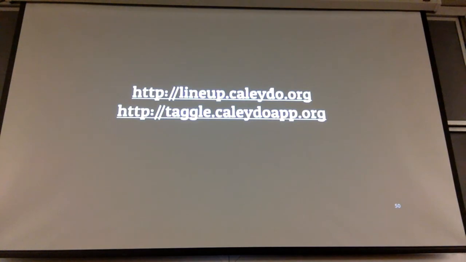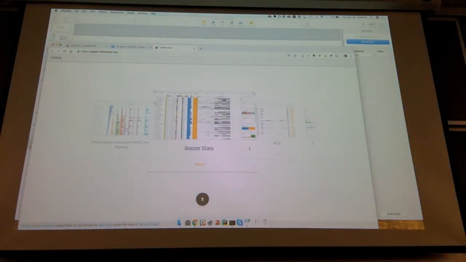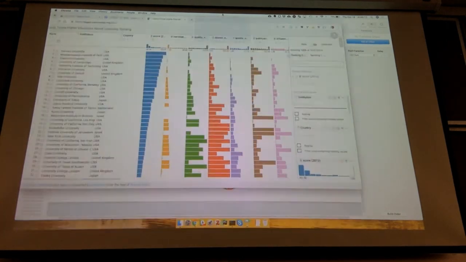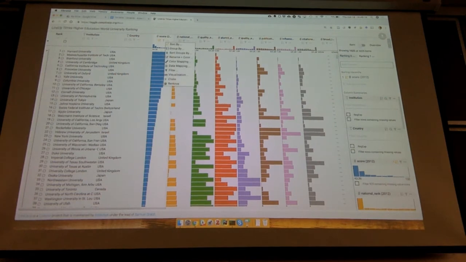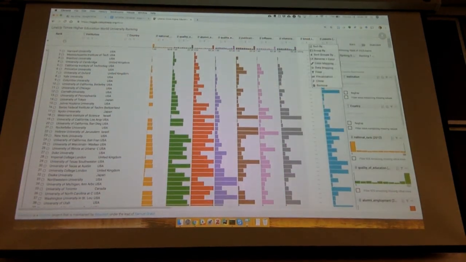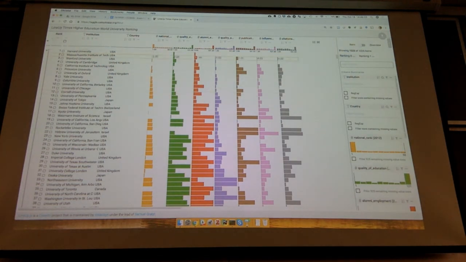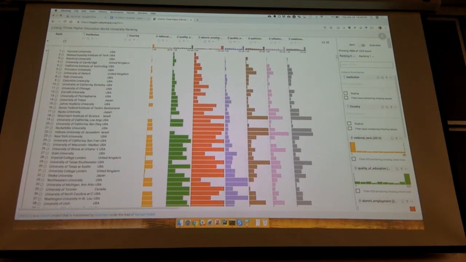Here is the JavaScript version of this, built into the same tool that I showed earlier for tabular data visualization. Let me just clean this up a bit. Here we have universities, and these are independent columns. We have the quality of education, the alumni employability, and so on. Now I can sort by any of those values.